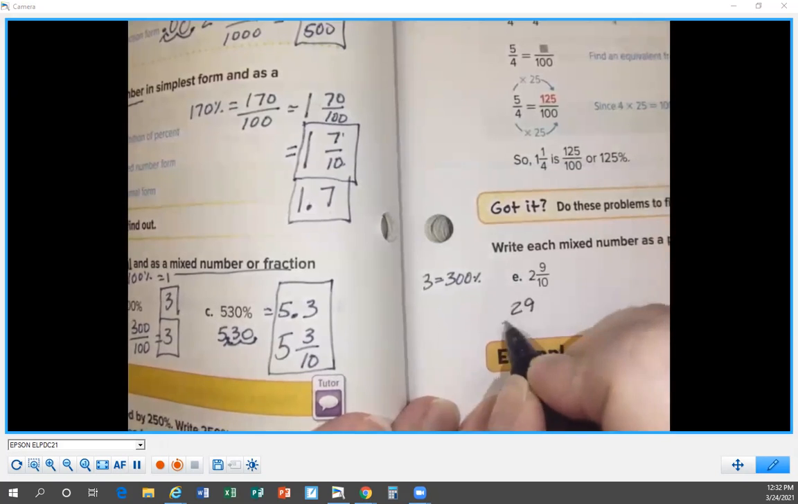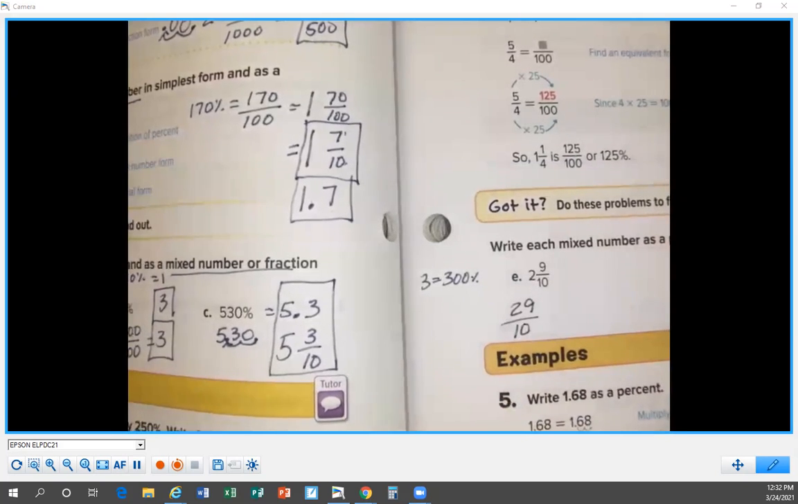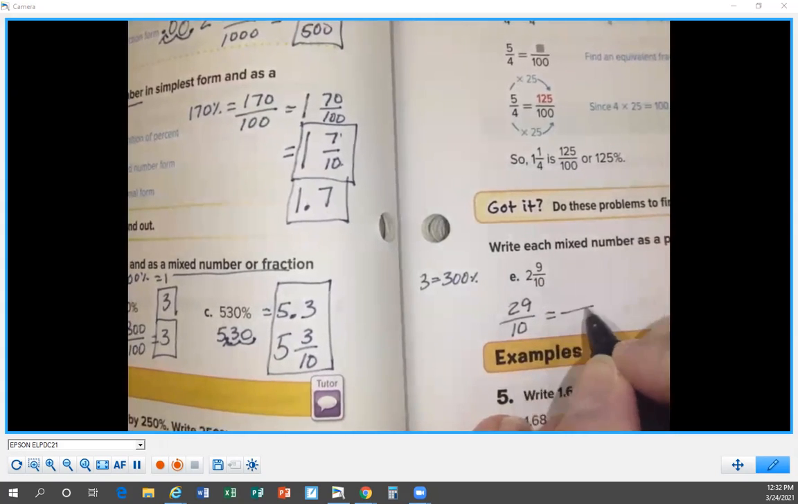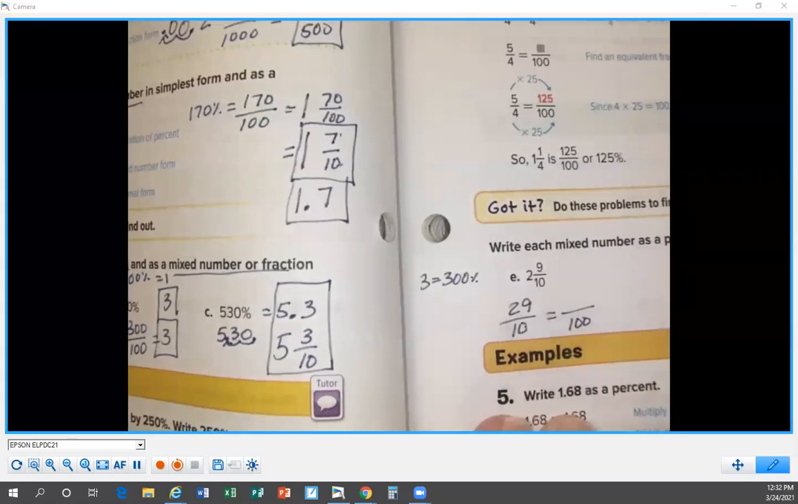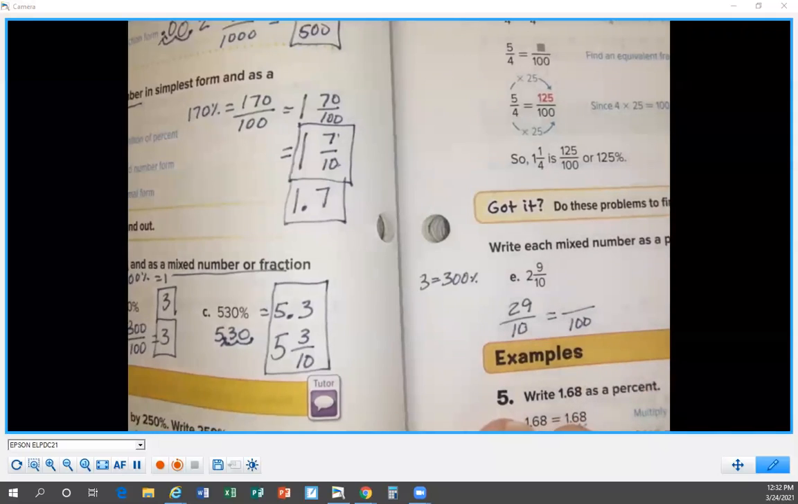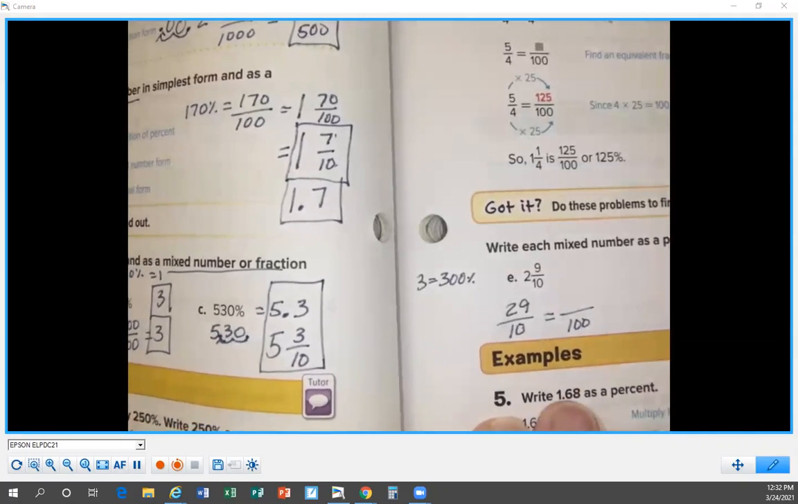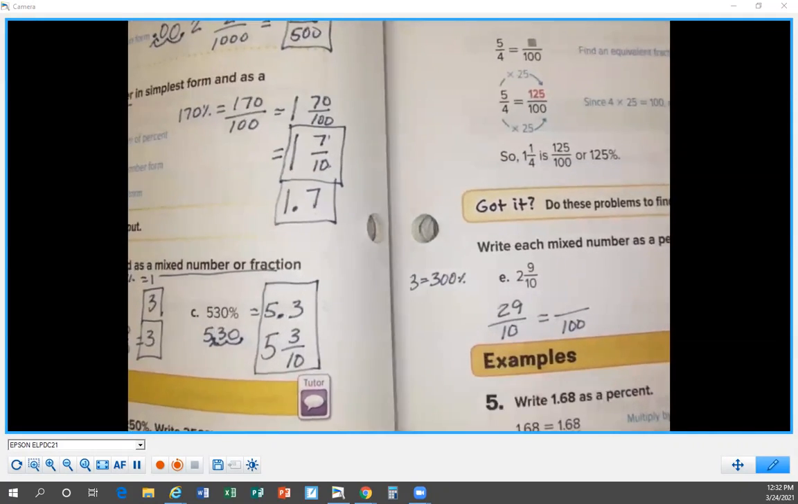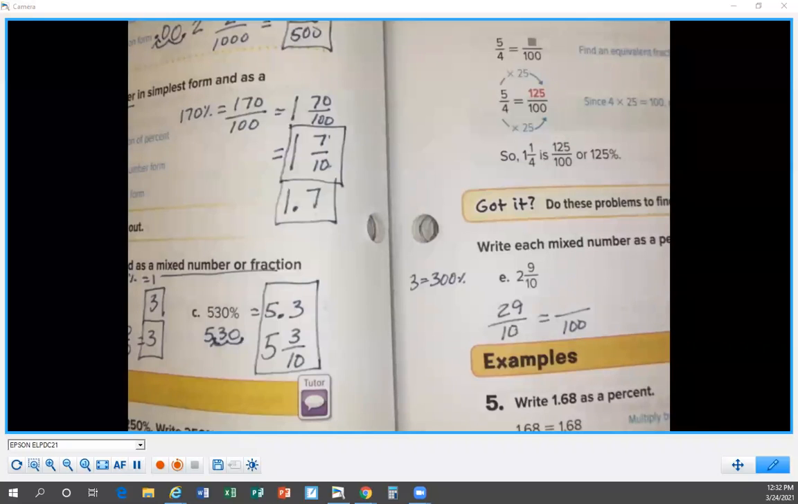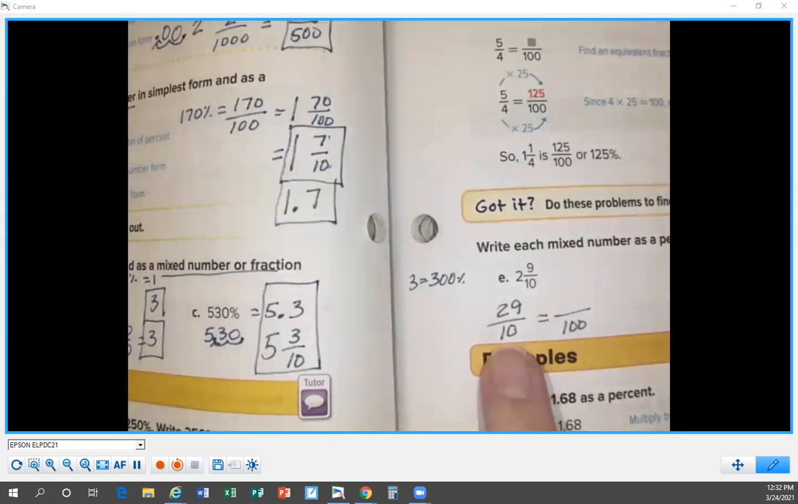So 29 tenths. And then we want to scale that up so that it has a denominator of 100, right? So we want to know 29 tenths would be equivalent to how many hundredths? This is basically the opposite of what we taught you in elementary school. We were always told to simplify the fraction, simplify the fraction. Now we're actually scaling it up because we purposefully want the denominator to be 100, so we can write it as per 100 or per cent. Okay, so we're scaling it up.